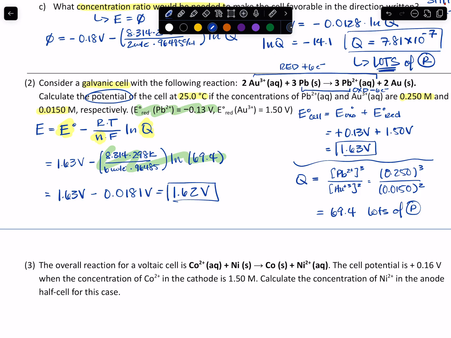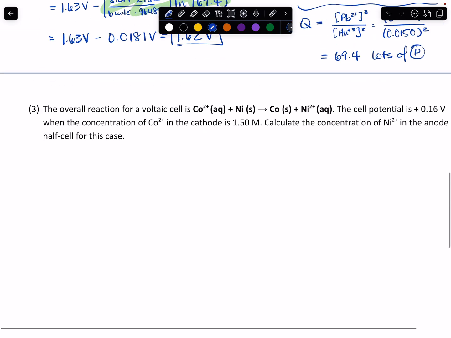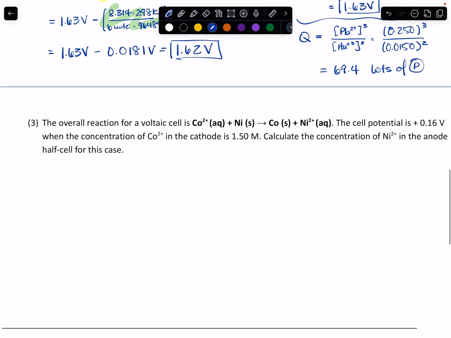All right, so that's not great, right? We want our cell to produce as much as possible, to do as much work as possible. So by adjusting our concentrations of ions in the way that this problem has set up, it has actually removed some of that potential to do work. All right, let's look at this last problem.